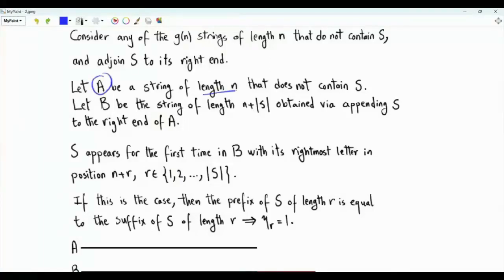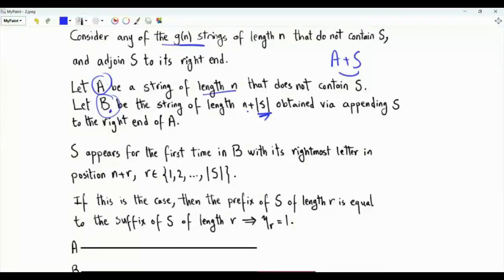Consider string A of length n. A does not contain S. So A is one of those g of n strings of length n that do not contain S. Append the string S to A to obtain the new string B. B is of length n plus the length of S. It contains S at its rightmost end. We are sure that string B contains S by construction.